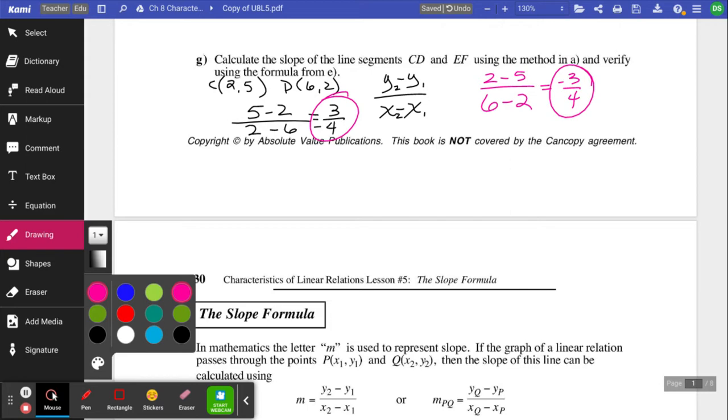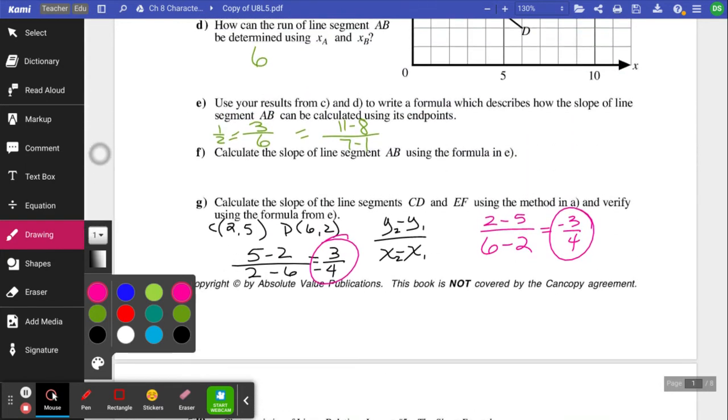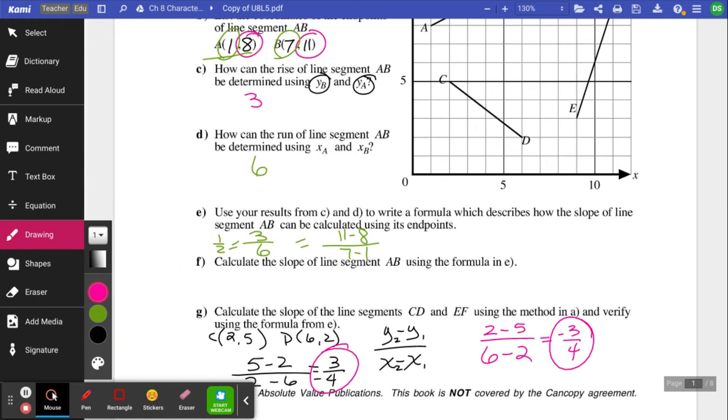Okay. All right. Now, let's go back and check and see, was that right? Do I have a negative slope from C to D? If I look at the picture, is it negative? Victor, is the slope negative from C to D? Yes. Is it going down 3 over 4? Yes? We're right on.